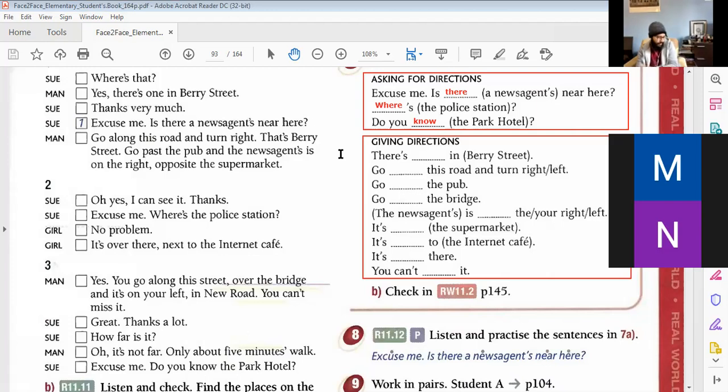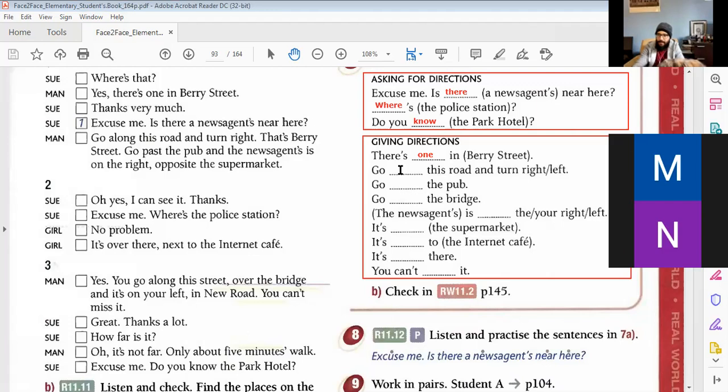There is one. Yes, there's one in Berry Street. Okay, let's write 1. Then we can check and find out. Okay, what about the second one? Rana, what do you think?